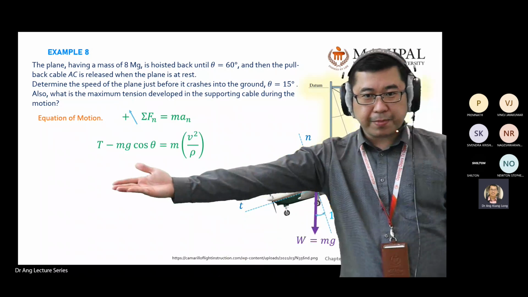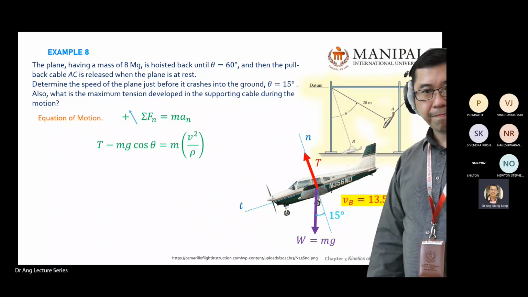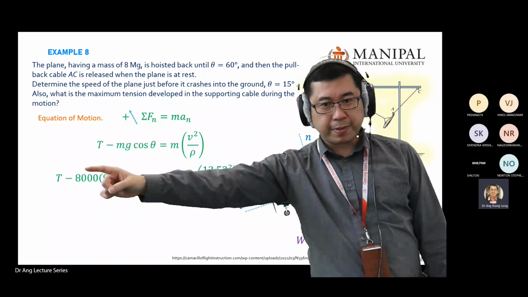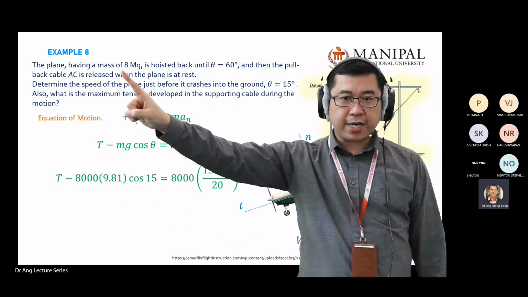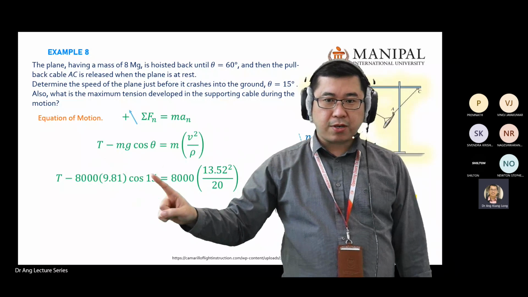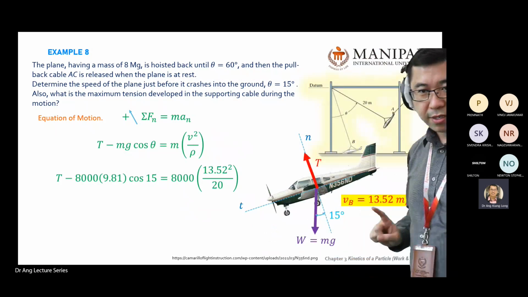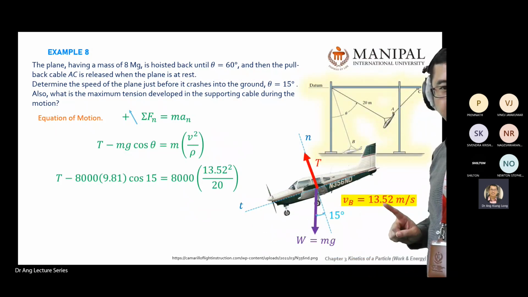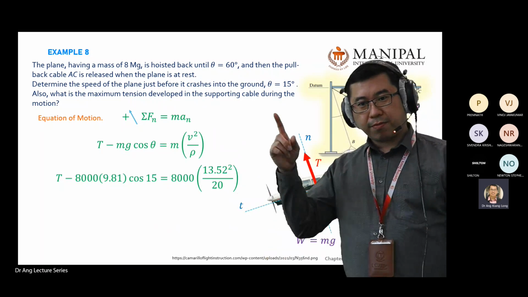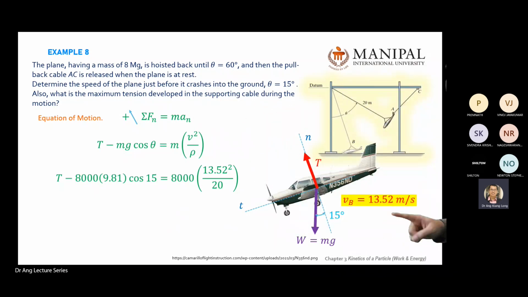If the equation makes sense to you, positive, negative, positive, and so on. Substitution: T, you don't know. The question actually asks you about the T. M, again, change to SI unit, megagram into 1000 kilogram. 9.81 cos 15, mass 8000. V, how do you get V? You found it just now from section A: 13.52 squared. So if you made some calculation error in section A, you have a wrong answer here.